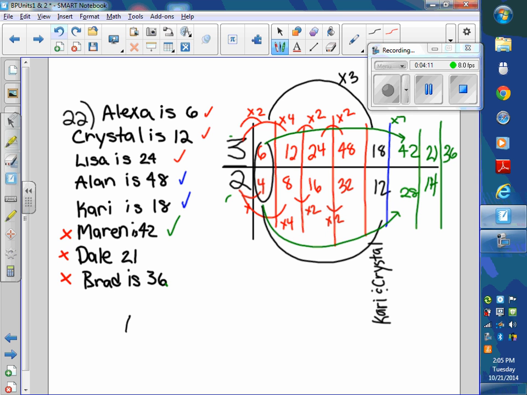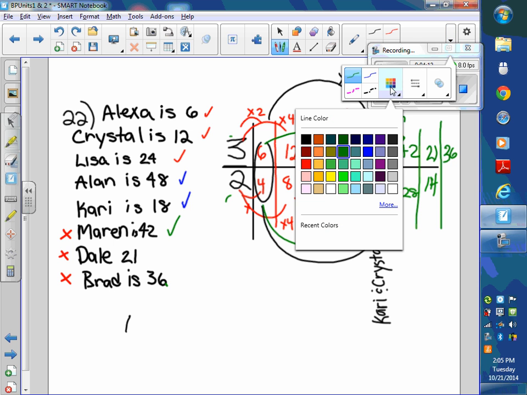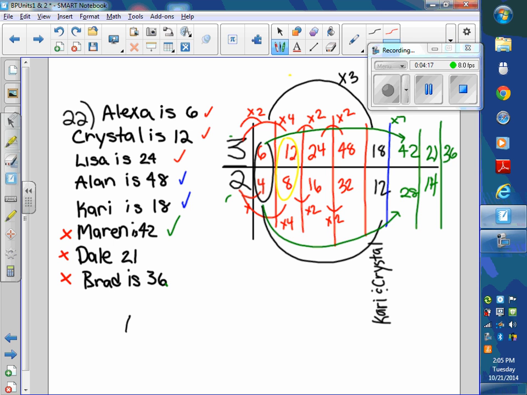Let's practice a different technique. Remember, you can add columns. Here, look at 12 plus 24 makes 36, right? So 8 plus 16 makes 24. Is there a 24-year-old? Lisa, right? So Brad is 36, and Lisa is 24. So Brad and Lisa work.